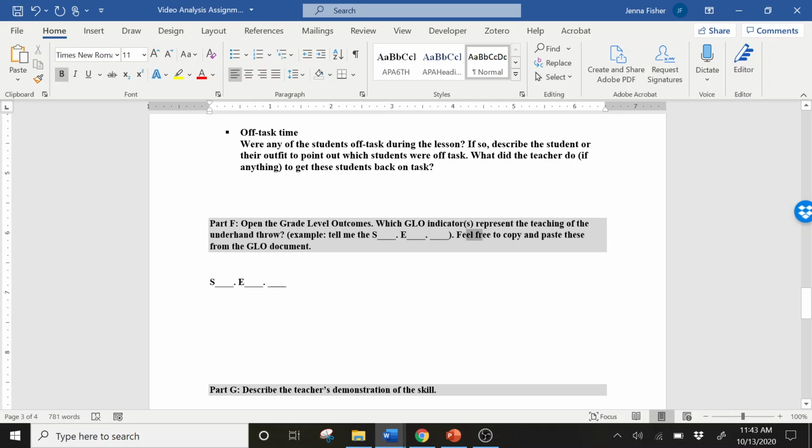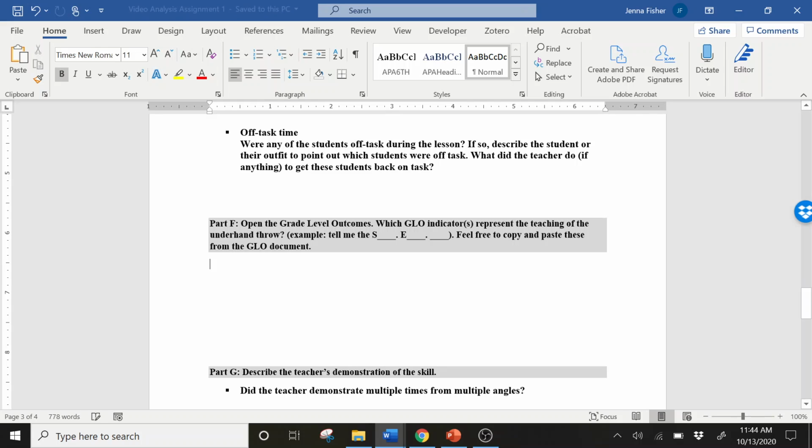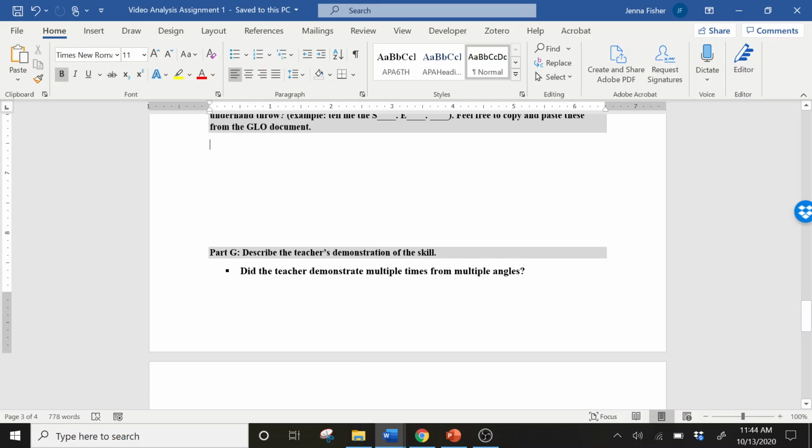What would be really awesome is if you want to copy and paste them from that grade level outcome document so you can see how they differ from kindergarten through 5th grade. Okay. And then part G, describe the teacher's demonstration of the skill.